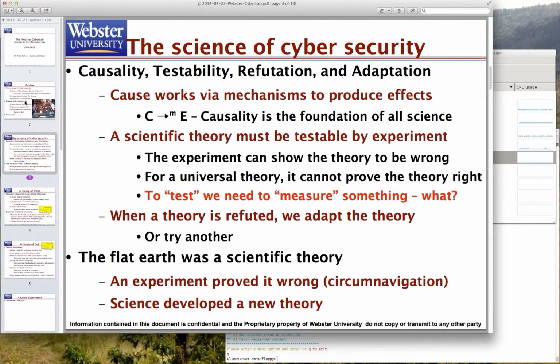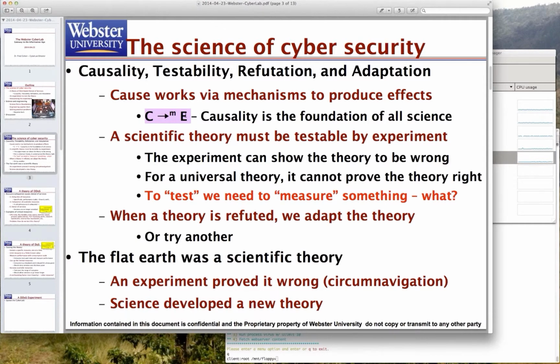So the science of cybersecurity, as all science, is based on the notions of causality, testability, refutation, and adaptation. Cause works via mechanisms to produce effects. And what we see here, C, arrow M, cause, mechanism, and effect, is foundational to all science, and it's an assumption of science. A scientific theory then has to be testable, and it has to be testable by an experiment.